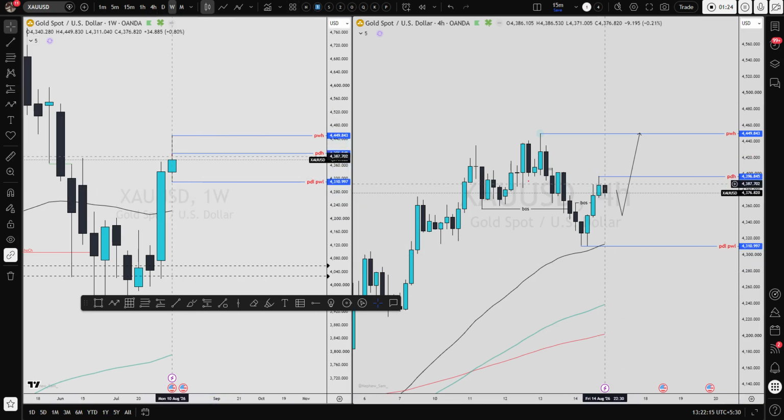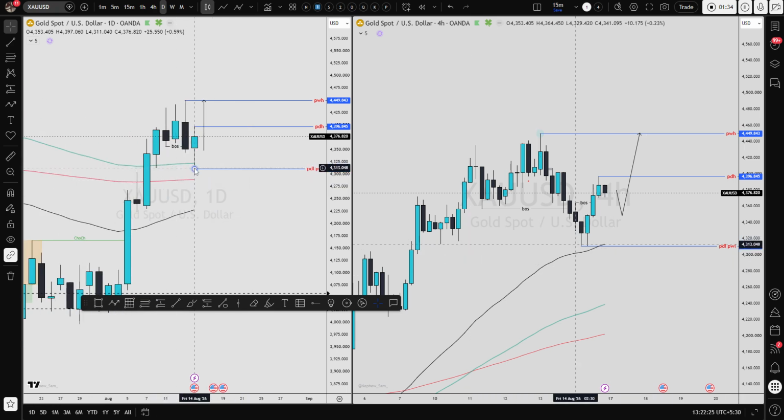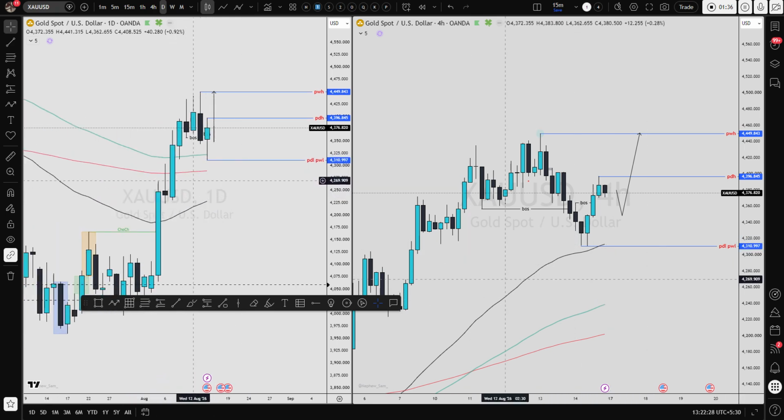Now, I'm open to both scenarios. If I find any daily bearish candle here, then I will start looking for shorts, and I will be targeting towards this low. And then after clearing this low, if I find any kind of bullish daily candle, I will start looking for longs, and I will target towards this high and this high.